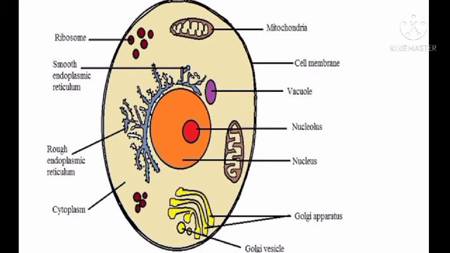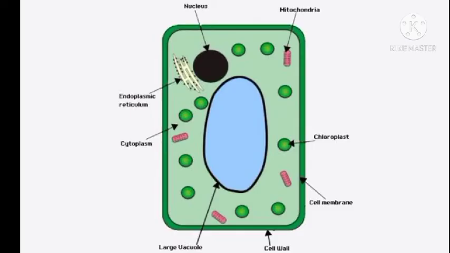Now let's see the parts, the organelles, in the animal cell. You can see mitochondria, cell membrane, vacuole, nucleus, Golgi body, cytoplasm, endoplasmic reticulum, ribosome. These are the organelles present in the animal cell shown in the picture. And this is the figure of the plant cell.